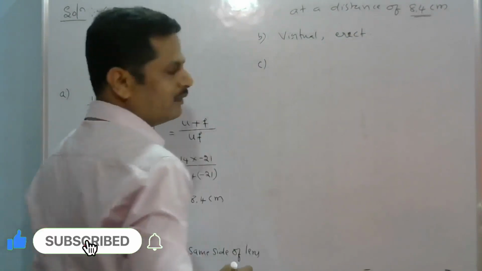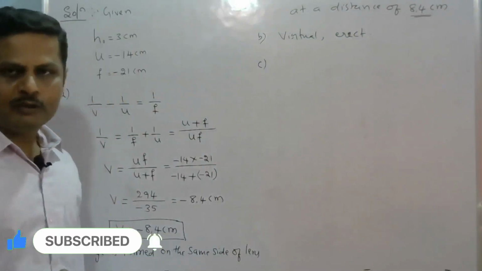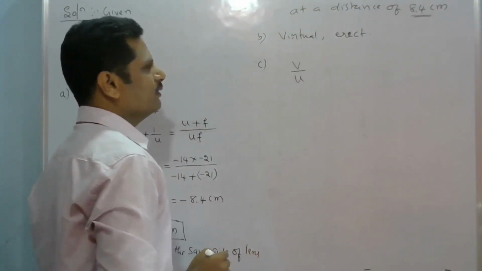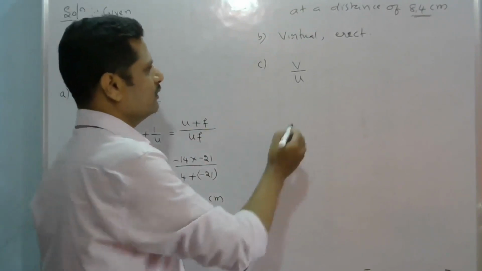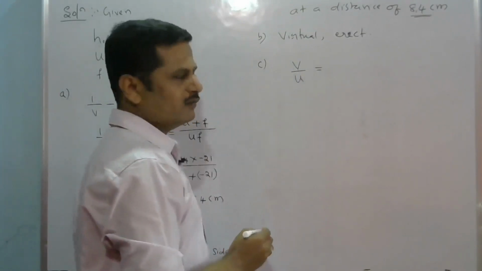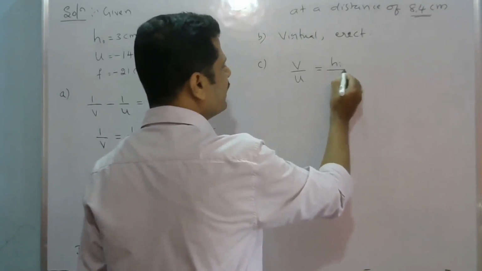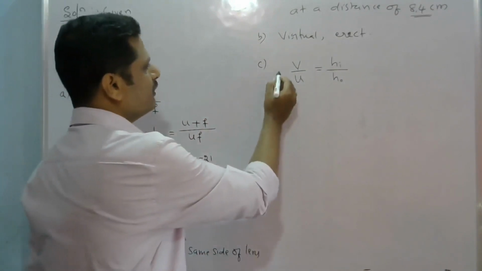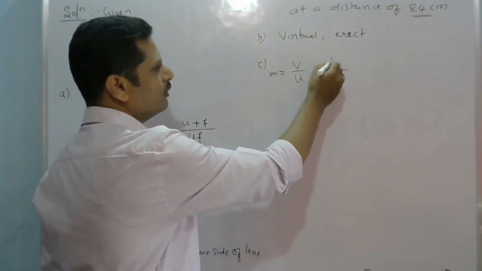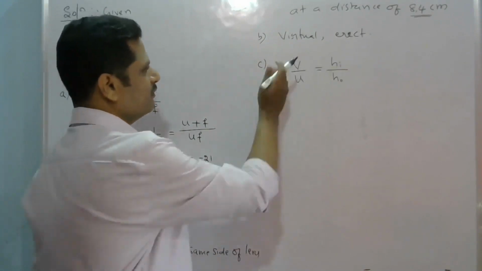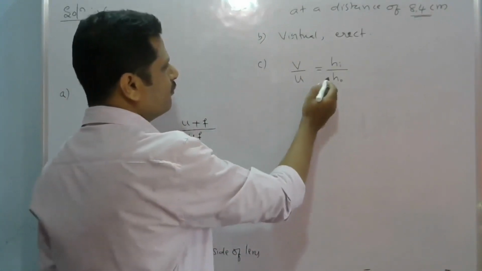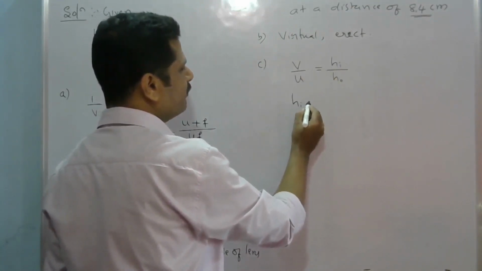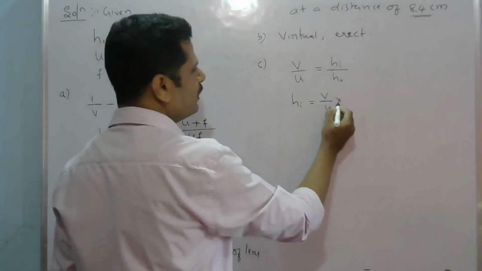Next, let me find out the size of the image. We know that from the magnification formula, the magnification is nothing but V by U, the size of the image to the size of the object, or else image distance divided by object distance. This can be written as height of the image to the height of the object. That is, magnification equals V by U equals HI by H naught. Now we make the height of the image the subject, so height of the image equals V by U into H naught.